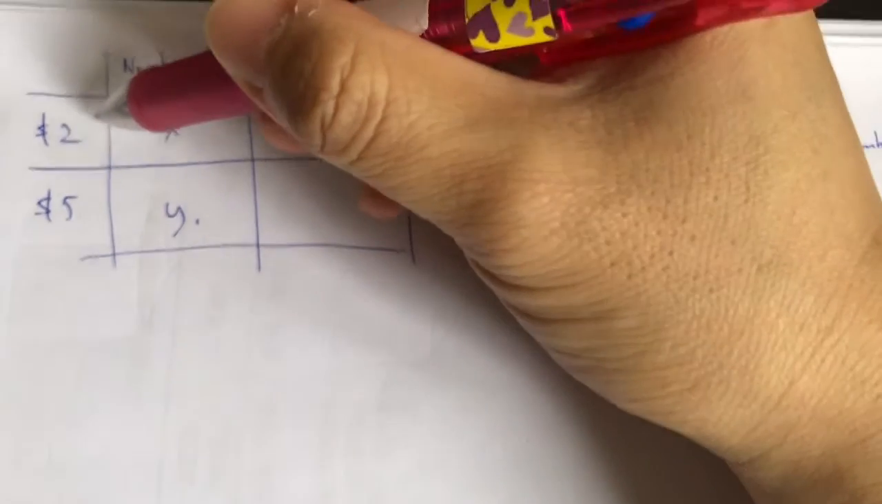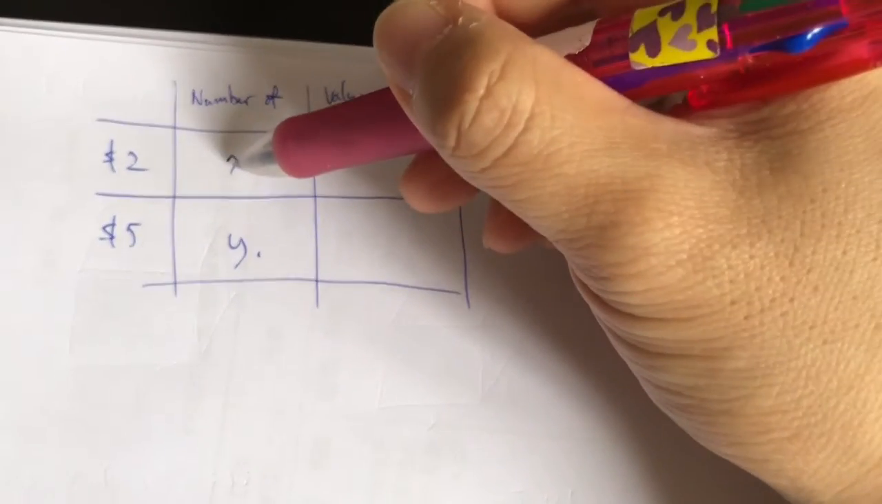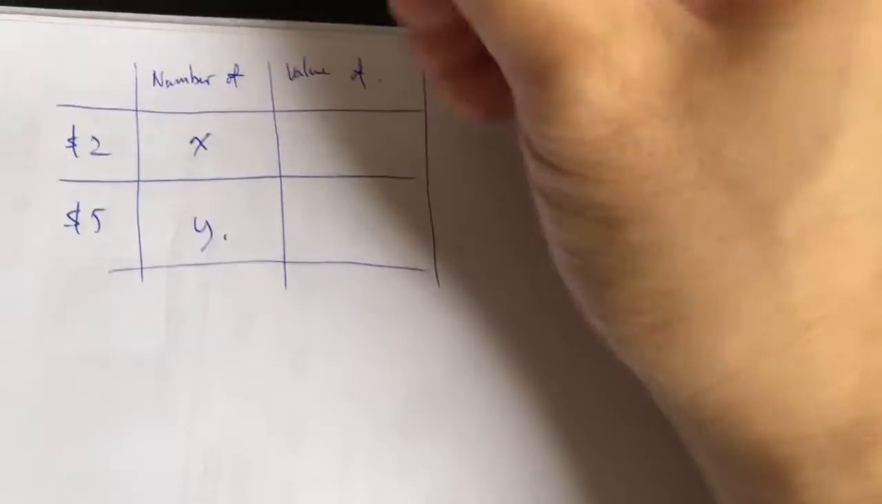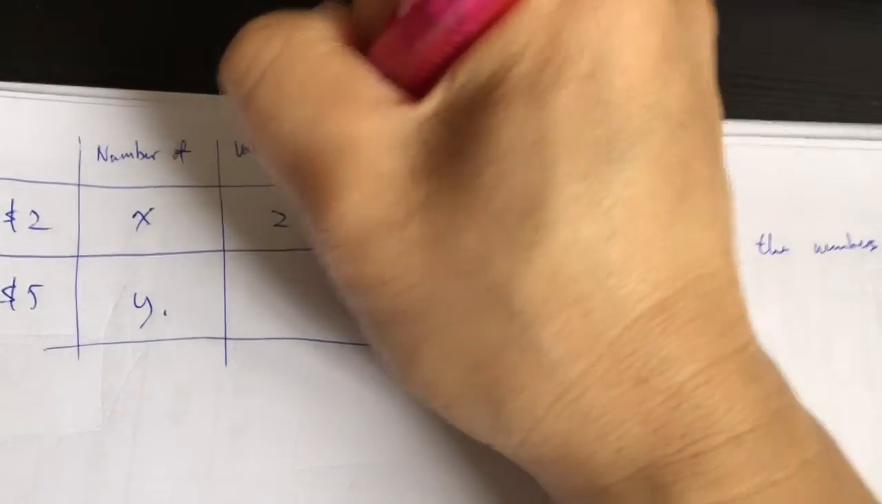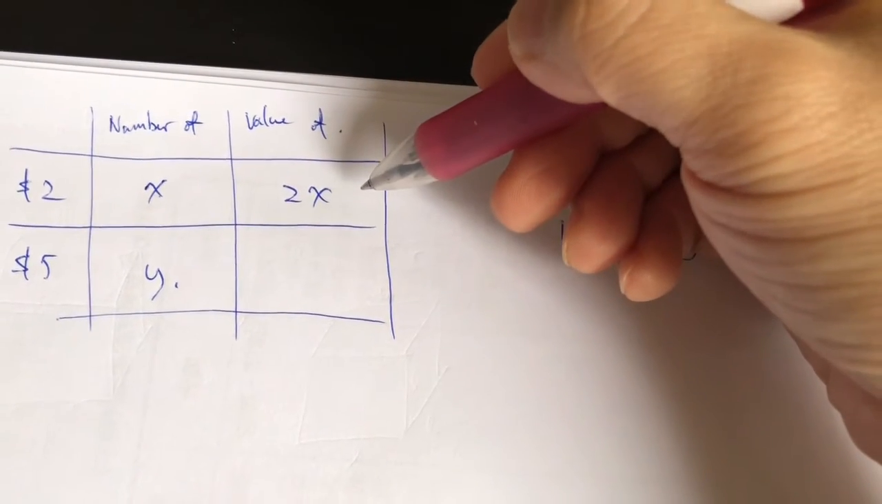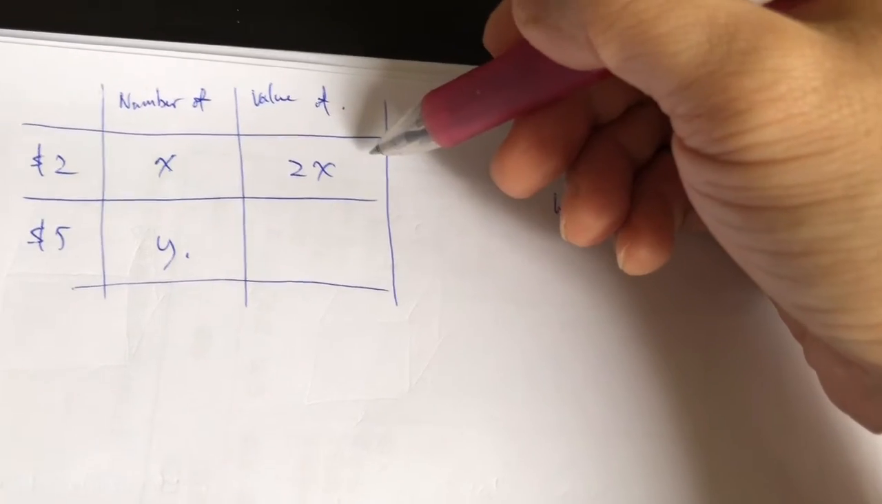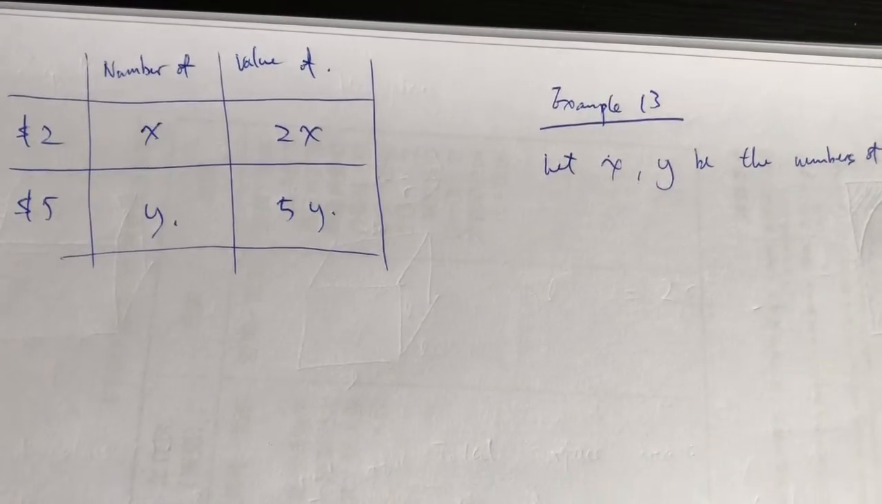So for $2, each coin has the value of 2. So for x $2 coins, the total value of the $2 coins should be 2x. Okay, that means 1 coin $2, 2 coins $4, 3 coins $6. Okay, so that's the same for $5 coins.